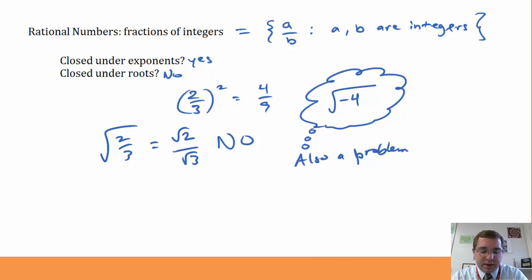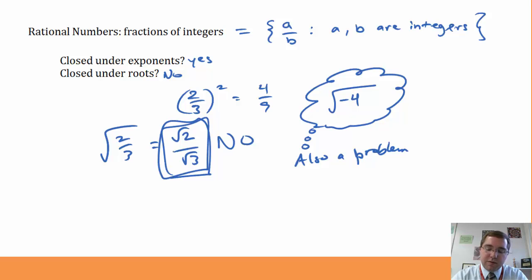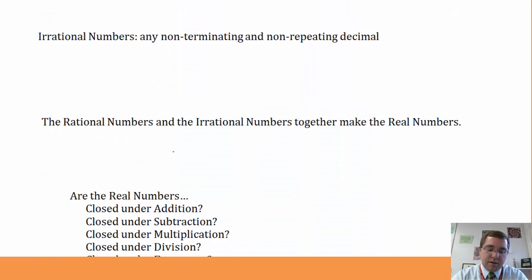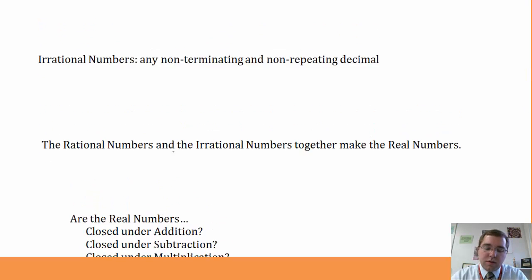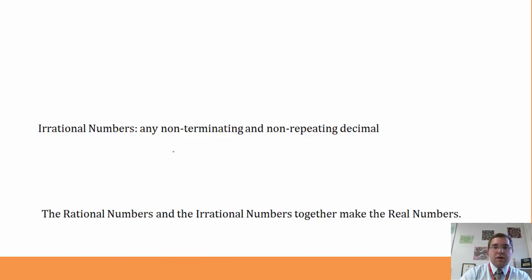But even if we're just restricting ourselves to positive rational numbers, we've got problems. This is not a rational number. So we expand our number system so that it is. The irrational numbers are the set of any non-terminating, non-repeating decimals. So I'm taking the things that are not rational numbers, and those are the irrational numbers. The rational numbers would be anything whose decimal ends or repeats.